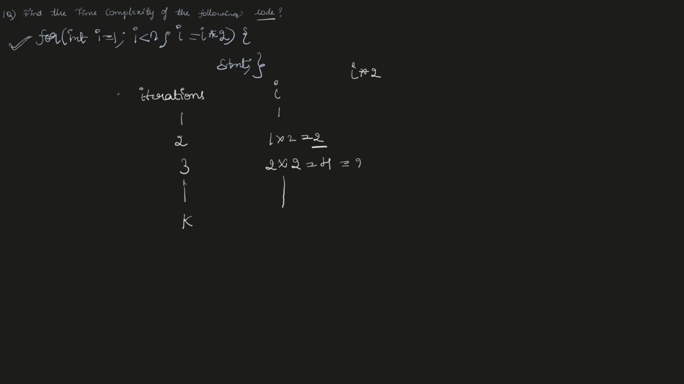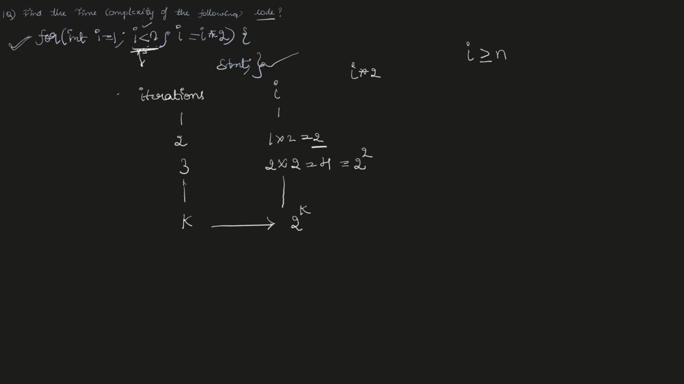see, now it is like 2 square. So now this would become 2 power k. Now we need to check this condition. This condition would be true until the I value is less than n. If I is less than n, then the statement would get executed. But we need to check the condition wherein the statement becomes false. So the statement becomes false when I is greater than or equal to n.